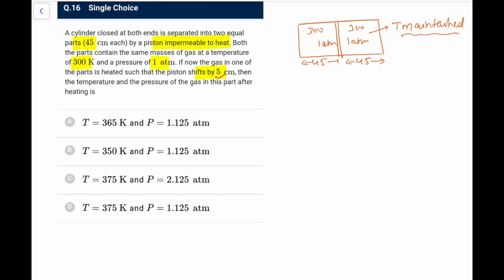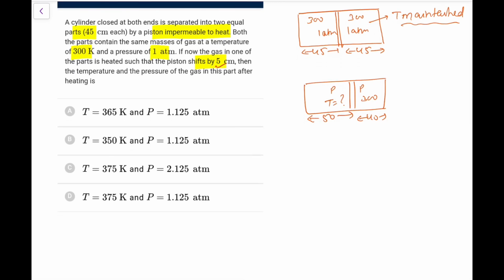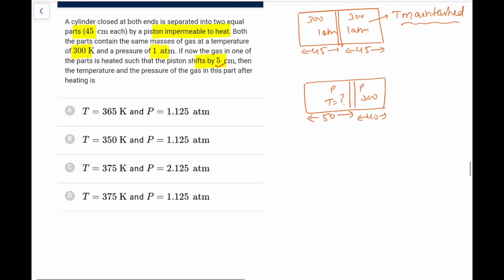So if I assume this temperature is maintained, now I can solve. The second one has expanded, so it would be like this. This would be 50 and this would be 40. Whatever be the pressure, it would be the same. Let's say P, this is 300 Kelvin, and I have to find this temperature. Now the moles will remain the same, so the PV by RT ratio will remain the same. For the first part, I can write the initial pressure was 1 atm, the volume was area into 45 centimeter divided by R into 300, equals final pressure P into A into 50 upon R into T.